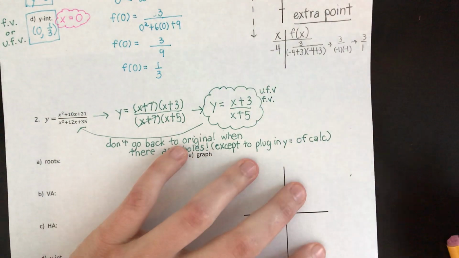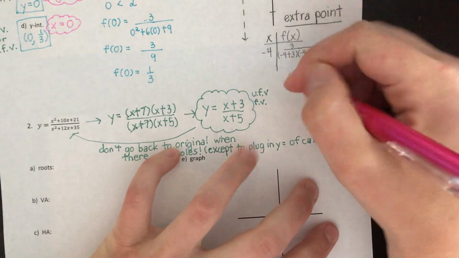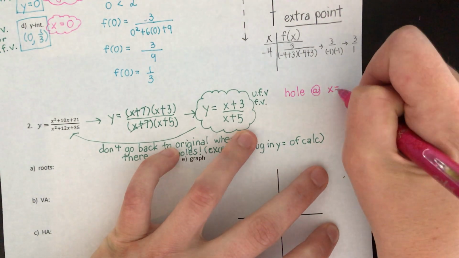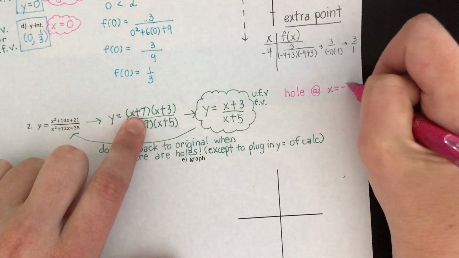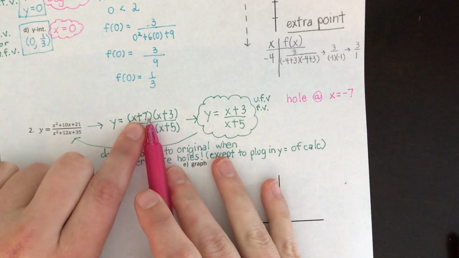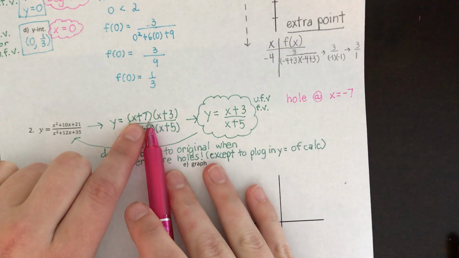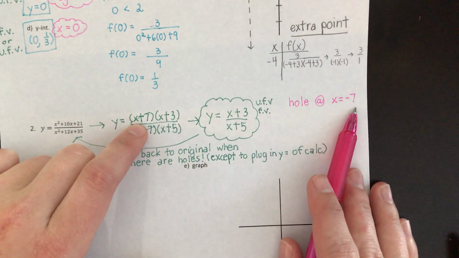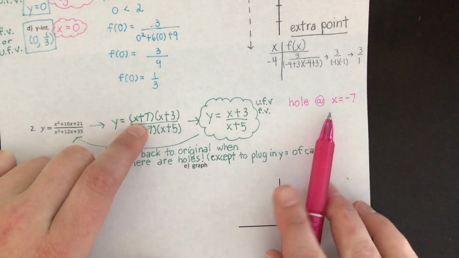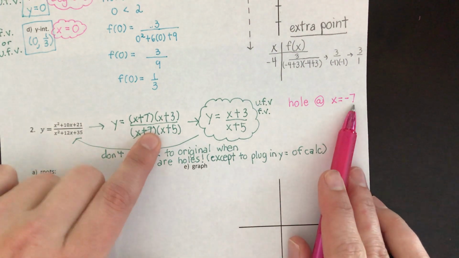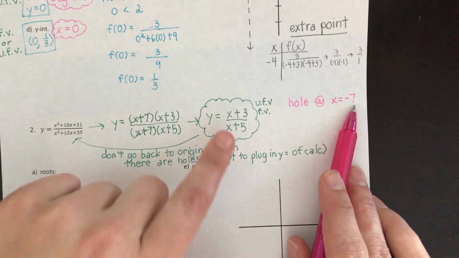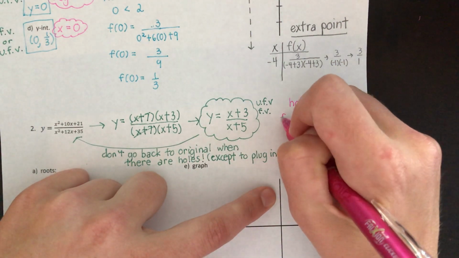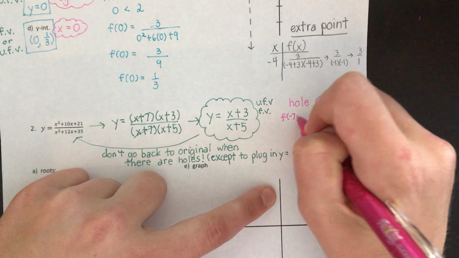So what we're going to put off to the side too is we're going to say hole at x equals -7, right? So you set that factor equal to 0 and solve, and that would tell you where your hole is. But here's the deal. Yeah, I have a hole at -7, but that's not an ordered pair. It's not a line. So we're not going to keep it like this. We're going to find the ordered pair. So we're going to plug in -7 here and here. So we're going to compute f of -7.